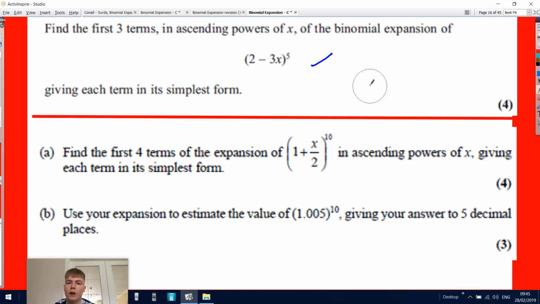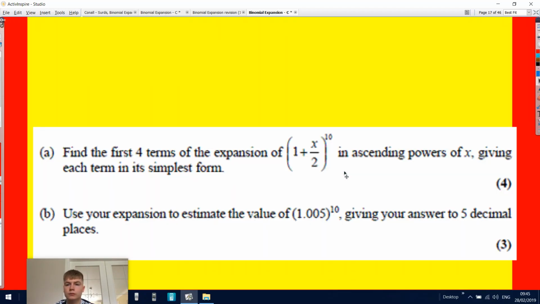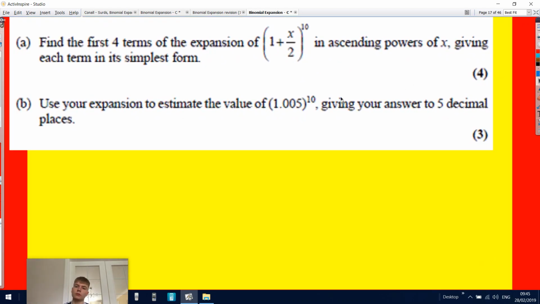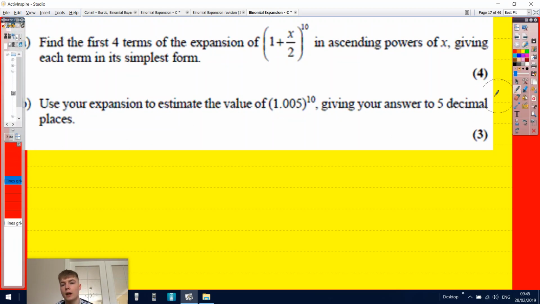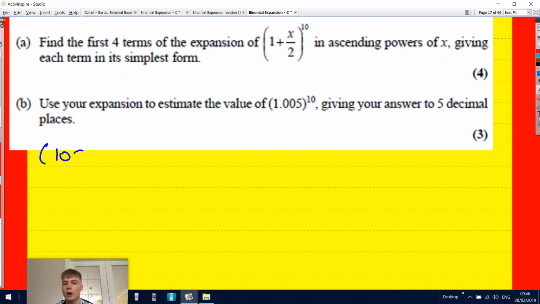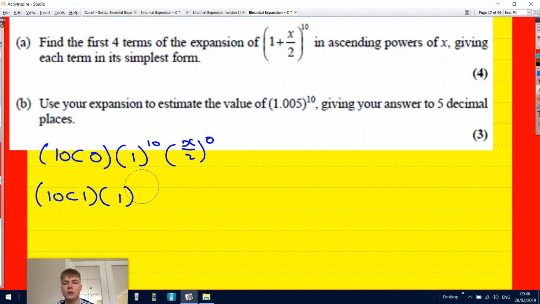So start off with 10C0. Let me just copy this. Yeah. And then the next bracket would be 1 to the, is that 10? To the power 10. And then it would be x over 2 to the power 0. And then 10C1, 1 to the 9, x over 2 to the 1. So let's do this bracket.